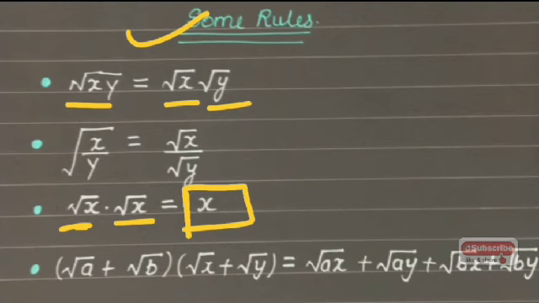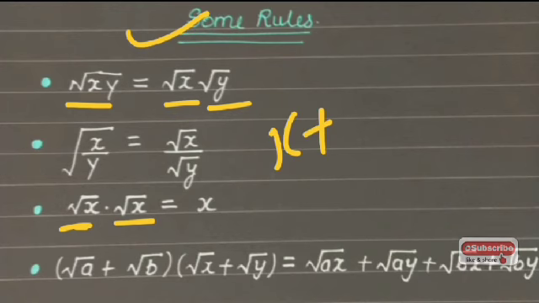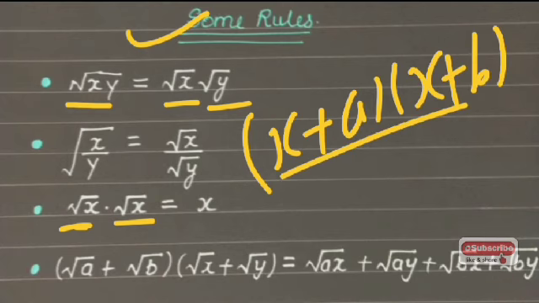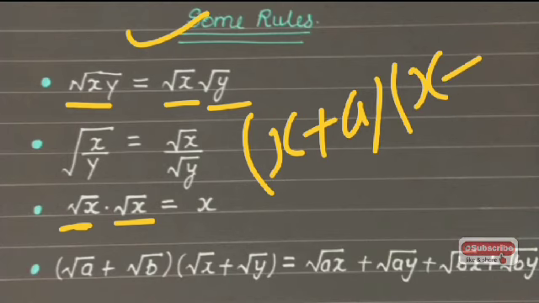The fourth rule is root a plus root b multiplied by root x plus root y. Means these are the basic multiplication of brackets. In the last class you must have learnt the operations in polynomials, or maybe the factorization chapter must be there, and in the factorization chapter you must have learned the multiplication of brackets, where you have to do x plus a into x plus b. So similarly that same rule we have to apply over here.